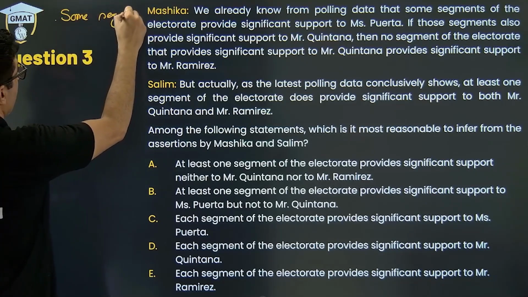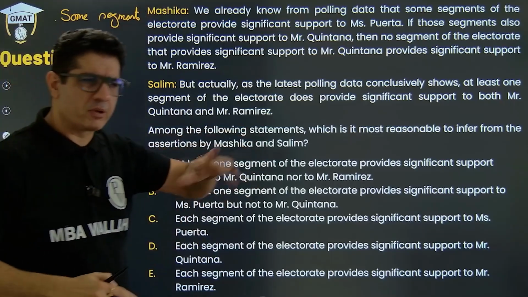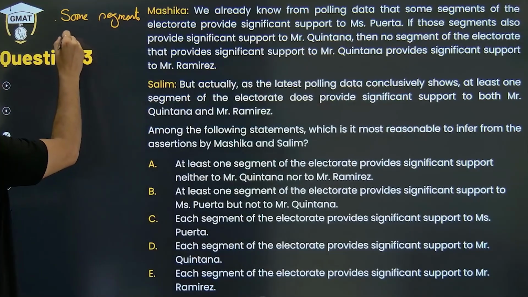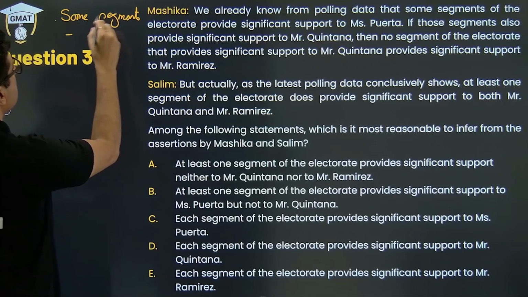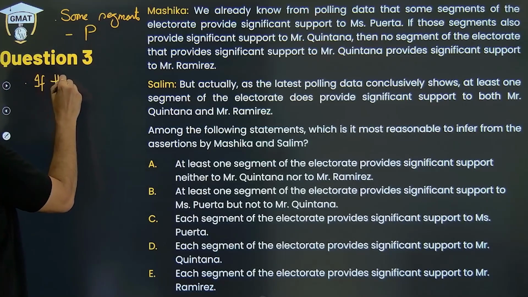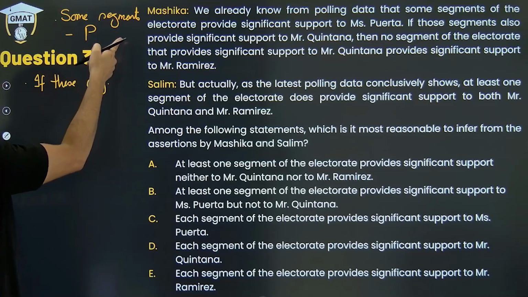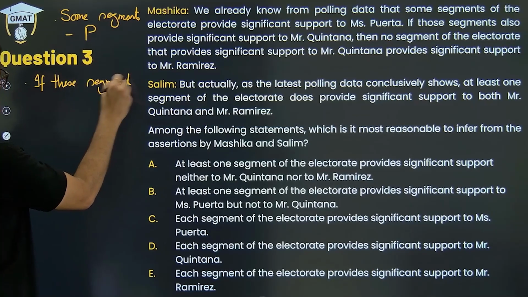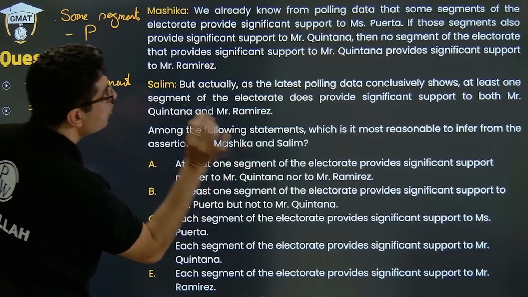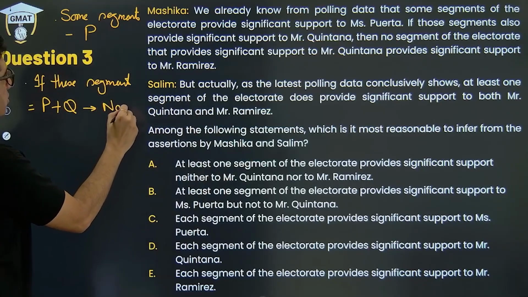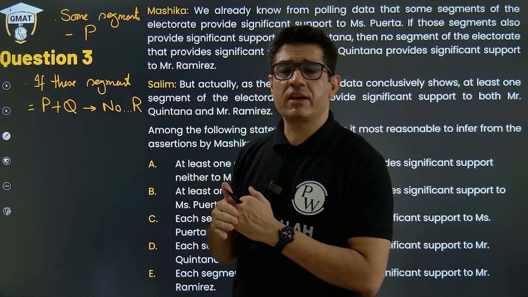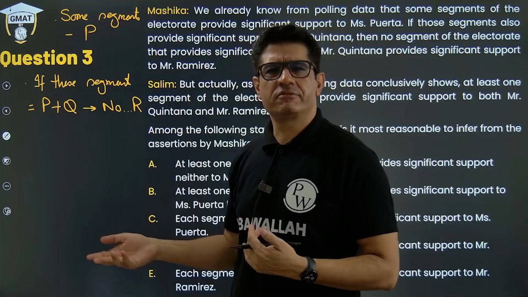some segments of a particular electorate, the electorate being the number of people who are going to participate in a vote in a particular territory. So they favor P. Now the next thing that we are saying is that if these segments also favor Q, then no segment of that electorate supports Ramirez. Right? So एक तरह से ये क्या हो गया हमारा, it's a logical connective problem.